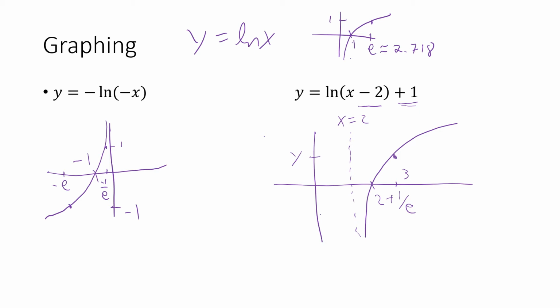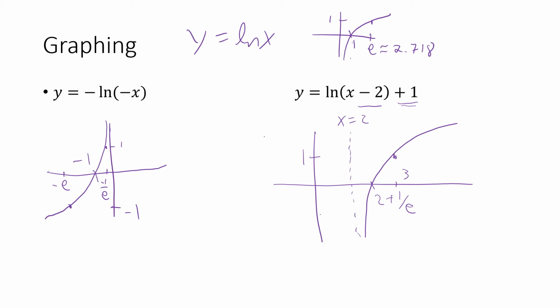Excuse me. How do I erase? Here we go. So we'll have the point 3 comma 1, for example. And we'll have the point 2 plus e comma 2.